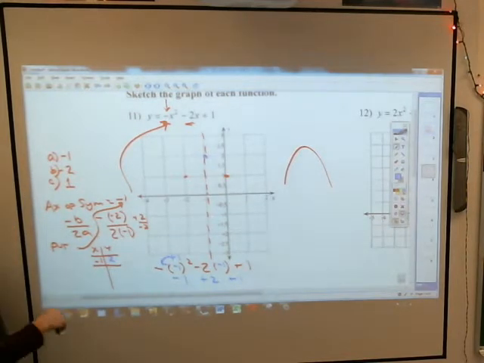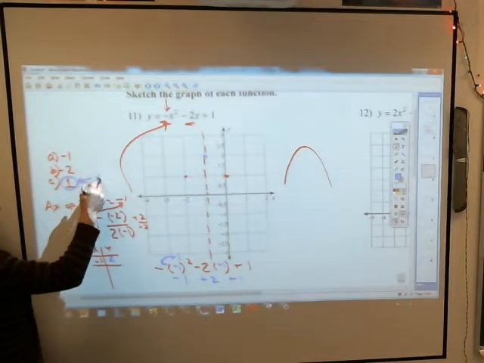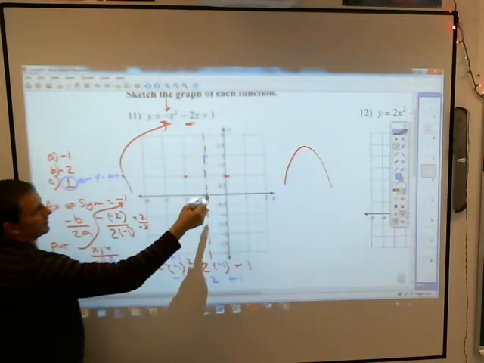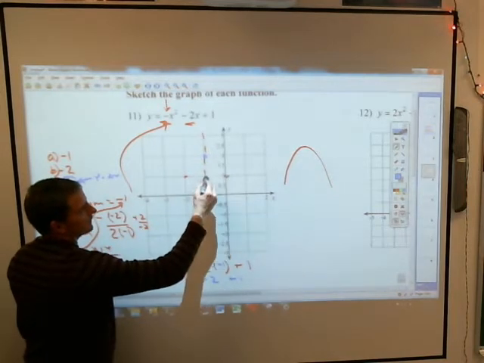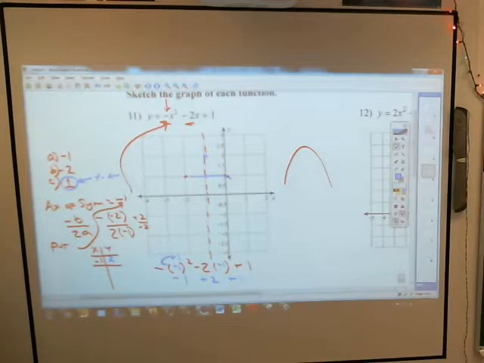Then you should have done what Riley said. This is where it crosses the y-axis. Cross that positive 1. I go 1 this way, 1 that way. And then my last step is I need one more point.